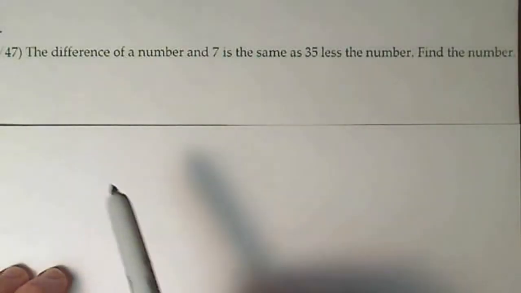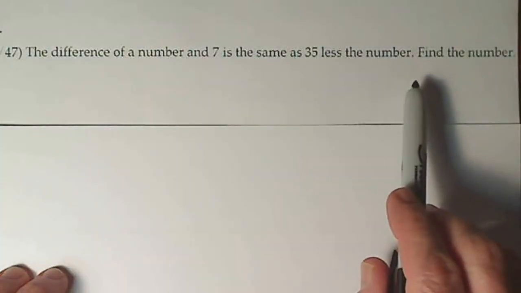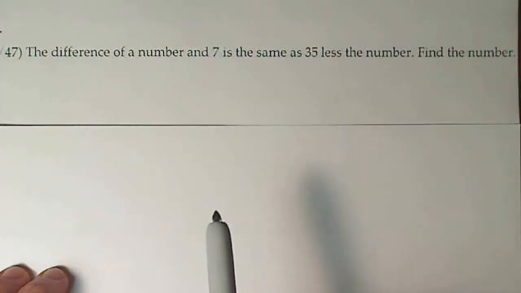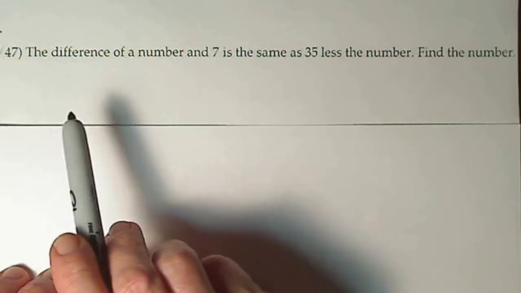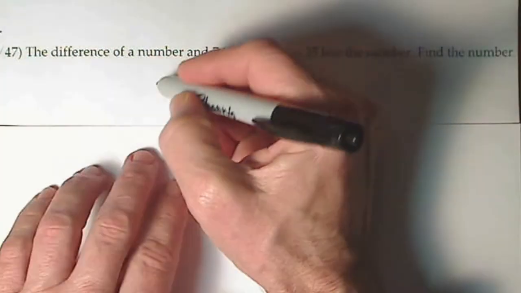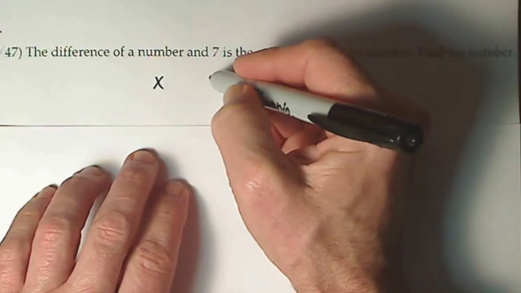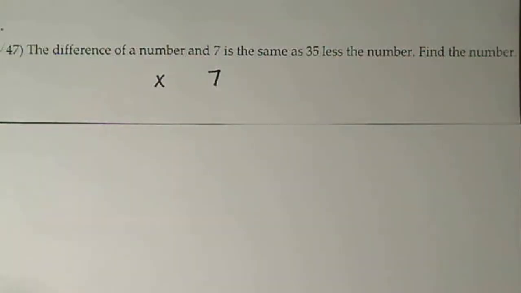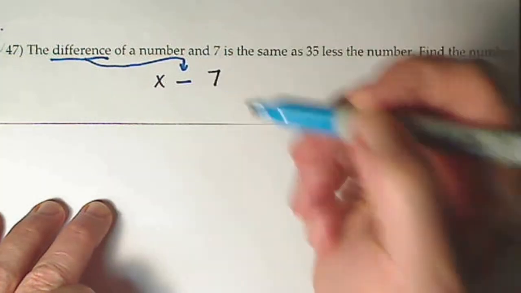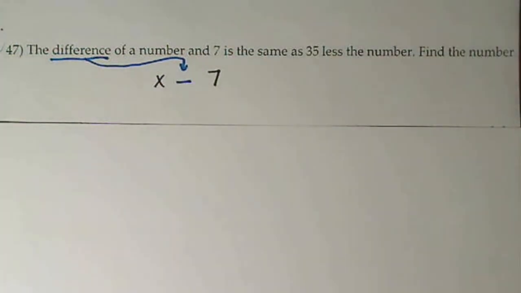Okay, for 47, it might be a little bit hard to read this. It's probably pretty small on your screen, but again, you should have the paper copy of this. With number 47, the difference of a number and 7, well, here is a number and 7, and because they said the difference, you will put that sign between the number and the 7. Okay.